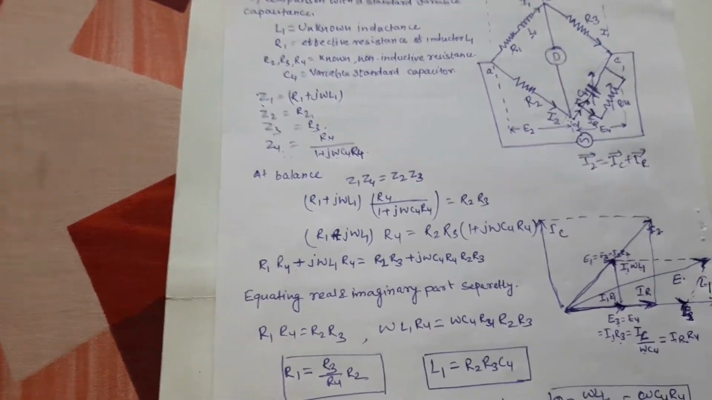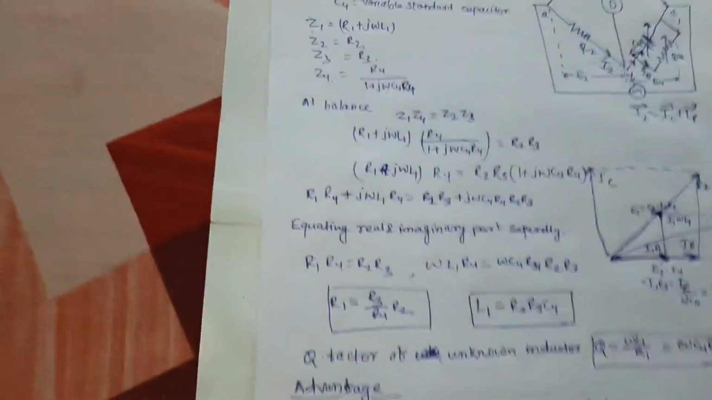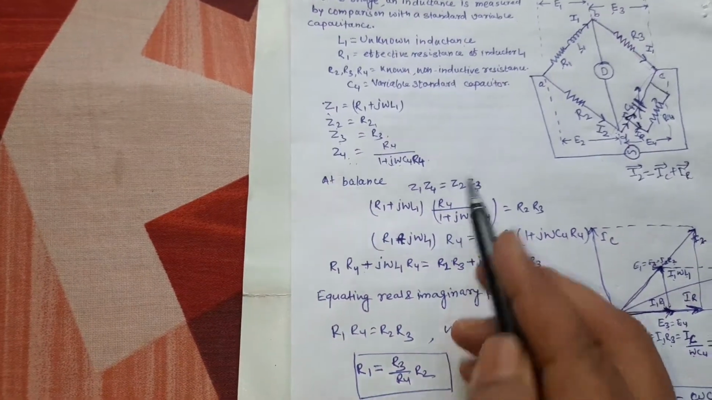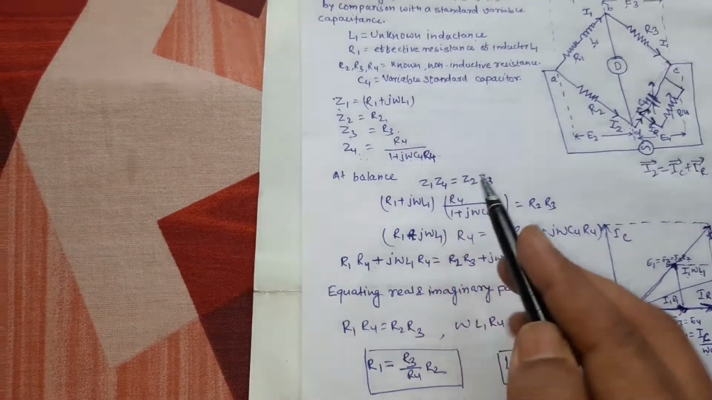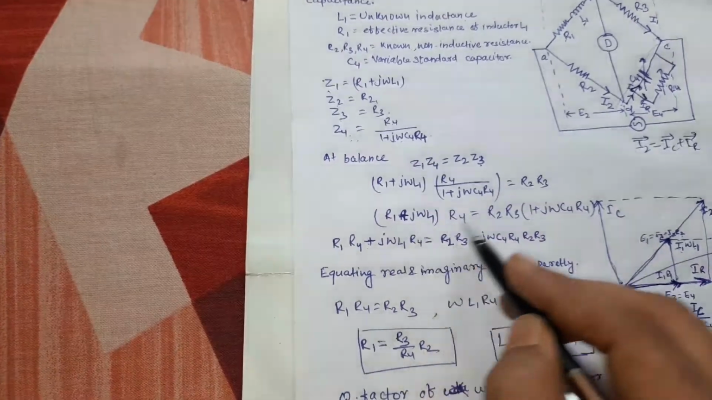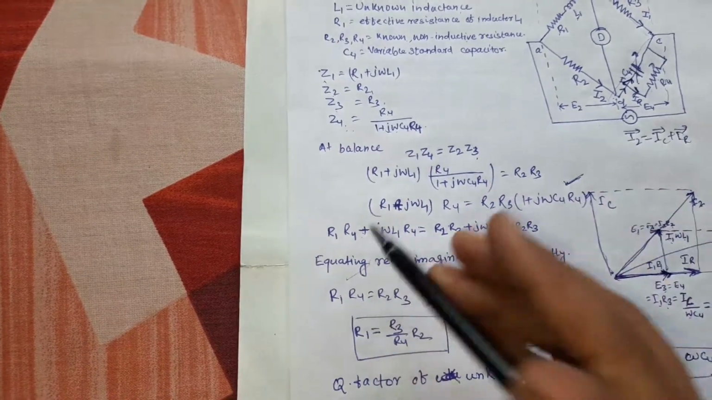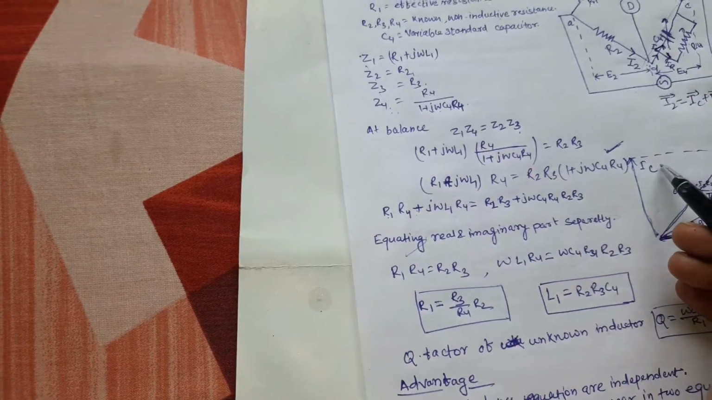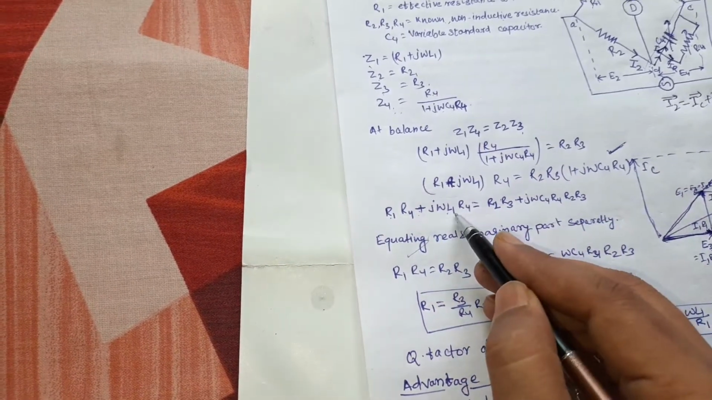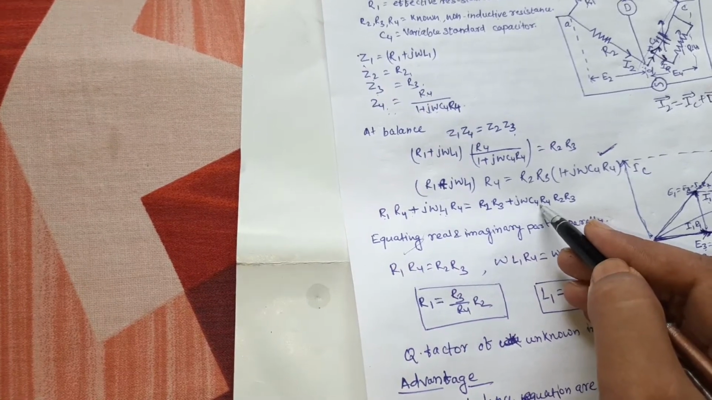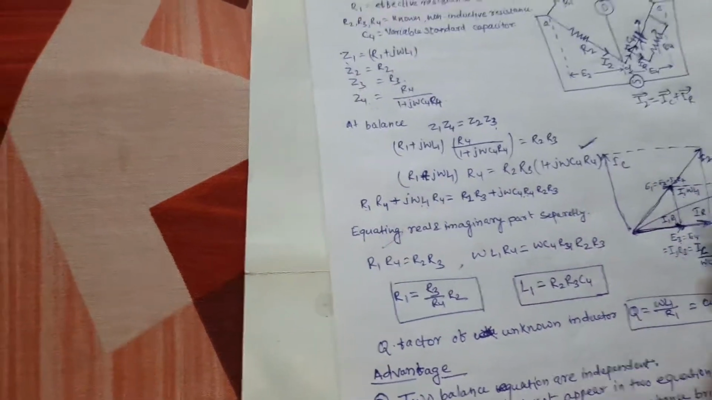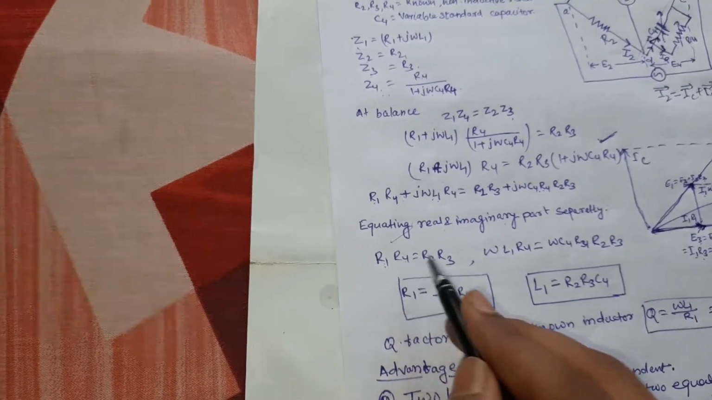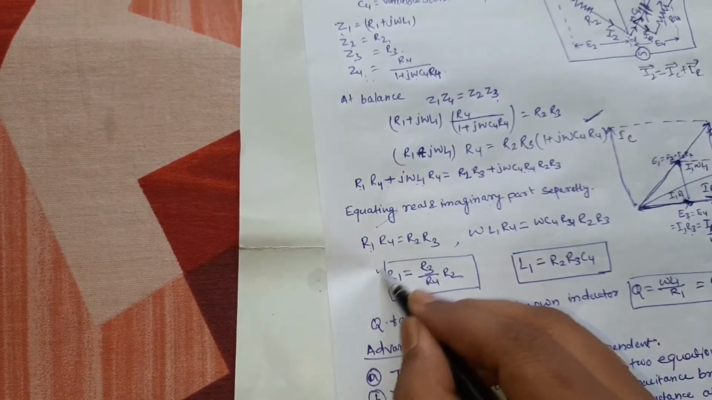Maxwell's inductance capacitance bridge. Now at balance condition, Z1 into Z4 is equal to Z2 into Z3. So we have to put the values of Z1, Z2, Z3, Z4, and we get the equation. Now we have to equate the real part of the left hand side to the real part of the right hand side, and the imaginary part of the left hand side to the imaginary part of the right hand side. By equating real and imaginary parts separately, R1 into R4 is equal to R2 into R3.